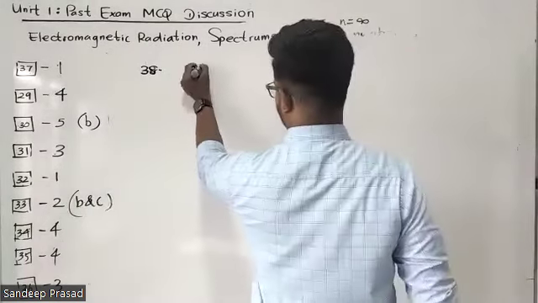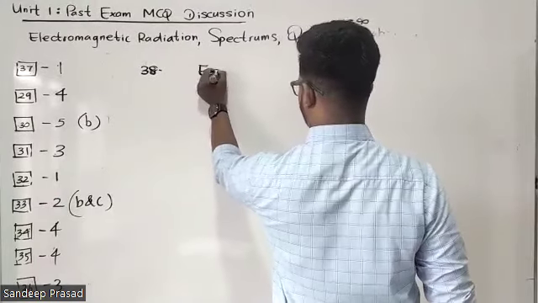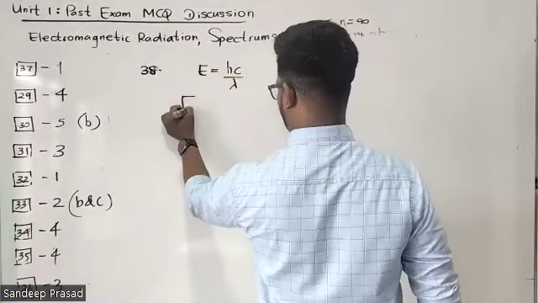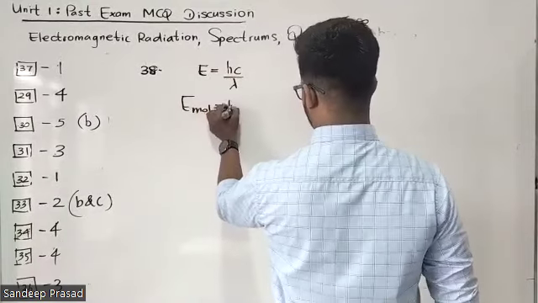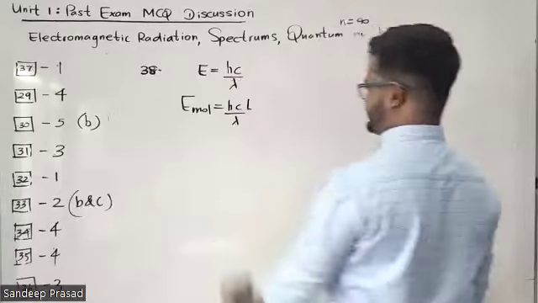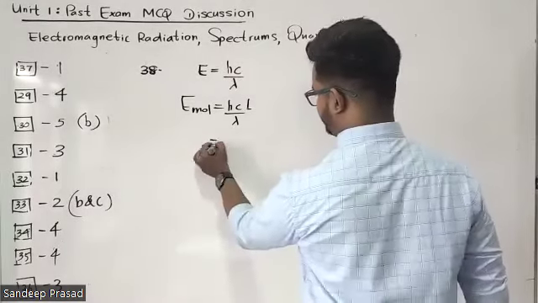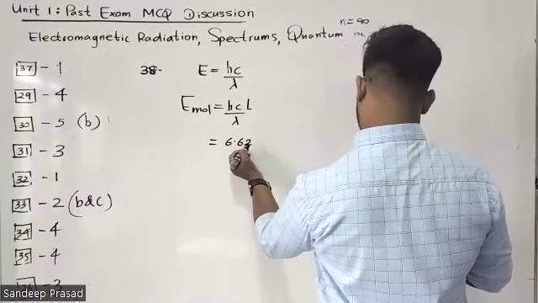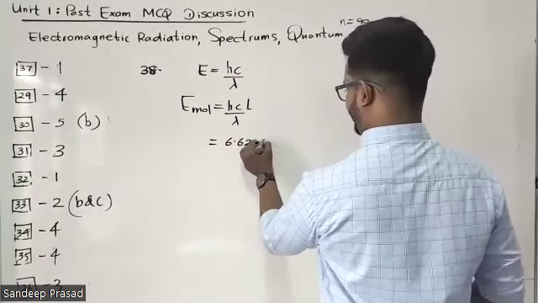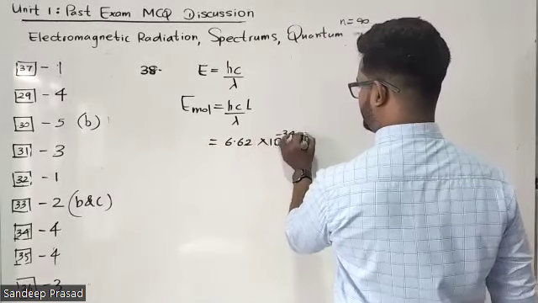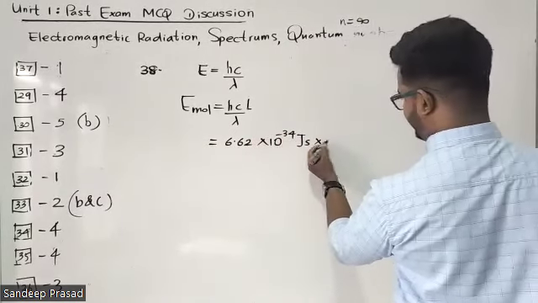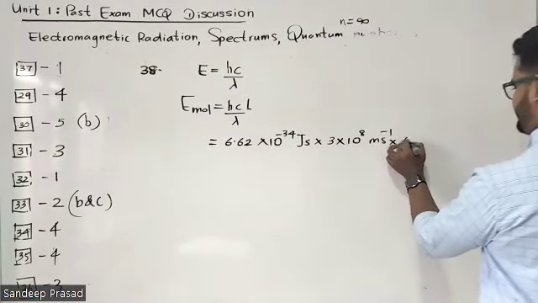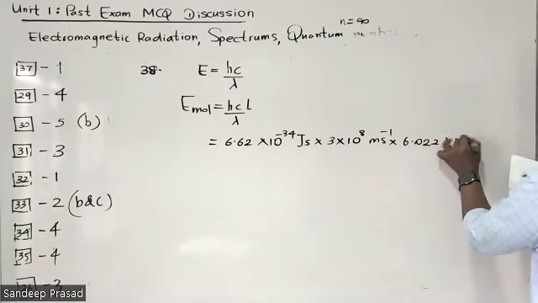Remember, students, we know that in order to calculate the energy of just one photon, we can use E equal hc over lambda. But when you're finding the energy of a mole of photons, you have to multiply this by the Avogadro number. Then let's find out. Here they have given 6.626 into 10 to the power minus 34 joule second, and the velocity of light 3 into 10 to the power 8 meters per second. Avogadro number 6.022 into 10 to the power 23.